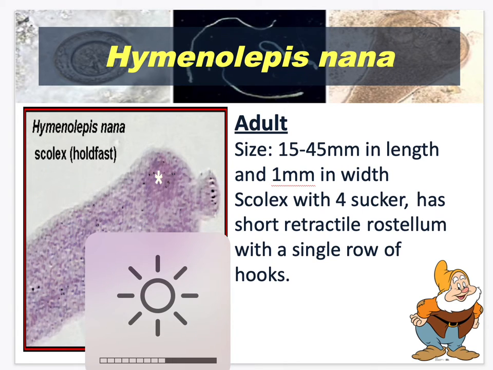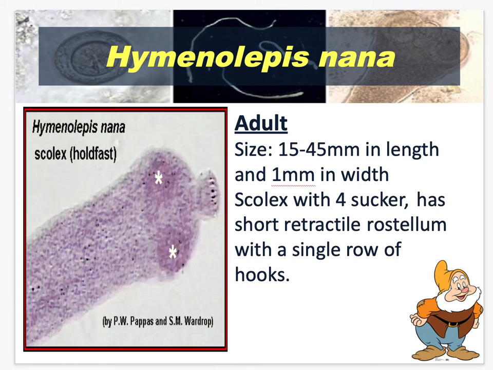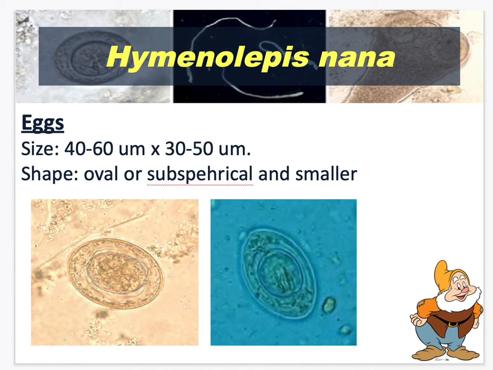So the adults can go up to 15 to 45 millimeters in length and 1 millimeter in width. The scolex has 4 suckers and it has a short retractile rostellum with a single row of hooks. The eggs measure 40 to 60 micrometers by 30 to 50 micrometers and are oval or subspherical and smaller.